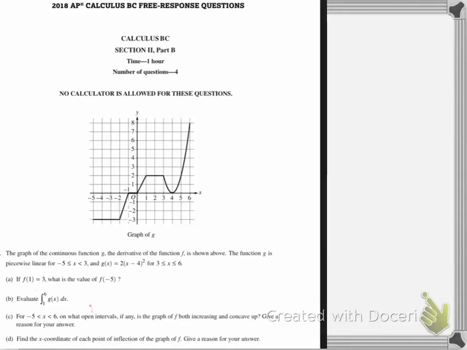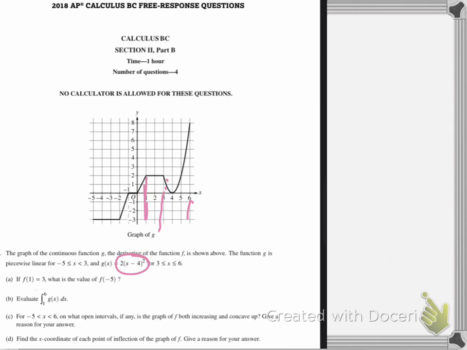So we went over part A already, and we're going to take a look at part B right now. Part B says evaluate the integral of g of x dx from 1 to 6. The issue with this is we already know the function for 3 to 6, and we've got this piecewise linear portion going from 1 to 3.